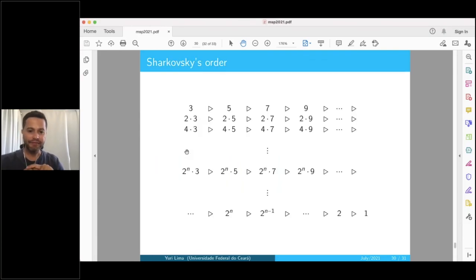What he did, he introduced a new order of the natural numbers. So instead of saying 1 smaller than 2, smaller than 3, smaller than 4, and so on, he wrote the natural numbers in a different order, in a way that the largest number in this new order, which I call here the Sharkovsky order, is the number 3. And after 3 comes 5, after 5 comes 7, and then you order all odd natural numbers: 3 bigger than 5, bigger than 7, bigger than 9, and so on.